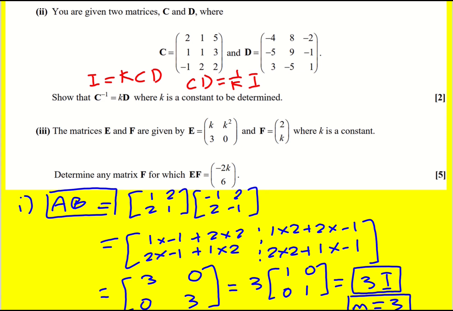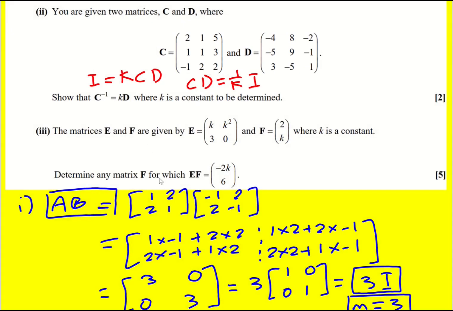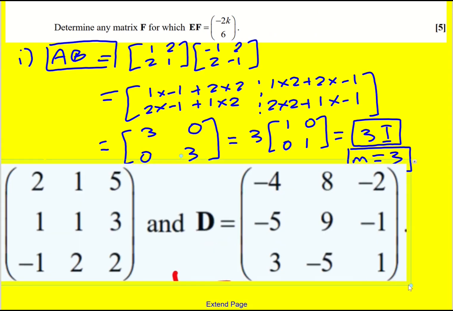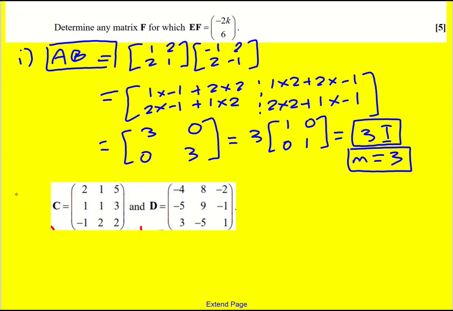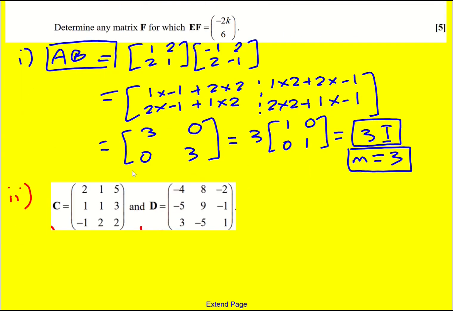So I can use the same sort of method as part 1 and just multiply C and D together. We're going to get something that's a multiple of I, and then I'll be able to get the result from there. I'll just have to work backwards. So CD. Now I've talked about how we do matrix multiplication, so I'm going to do it a little bit quicker this time.